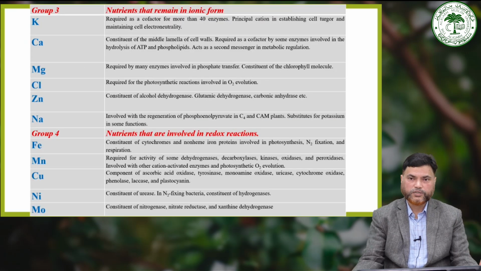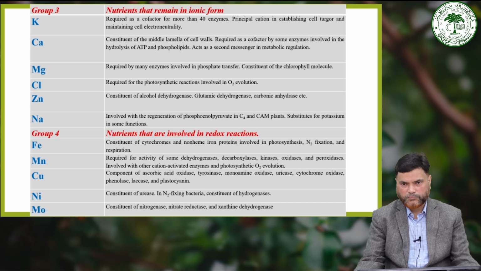Now group 3 nutrients contain potassium, calcium, magnesium, chloride, zinc and sodium, and these group 3 nutrients are generally in ionic form within the biological system. Potassium, the first element in group 3, serves as a cofactor for more than 40 enzymes and is the principal cation responsible for establishing cell turgor pressure and maintaining cell electroneutrality.